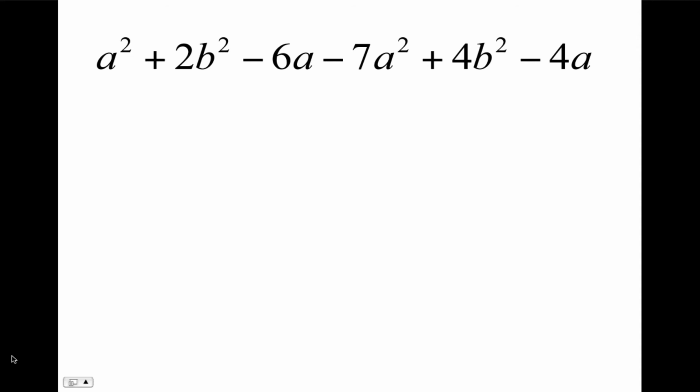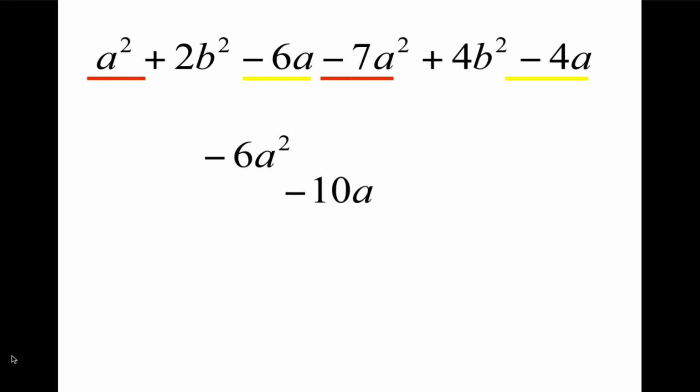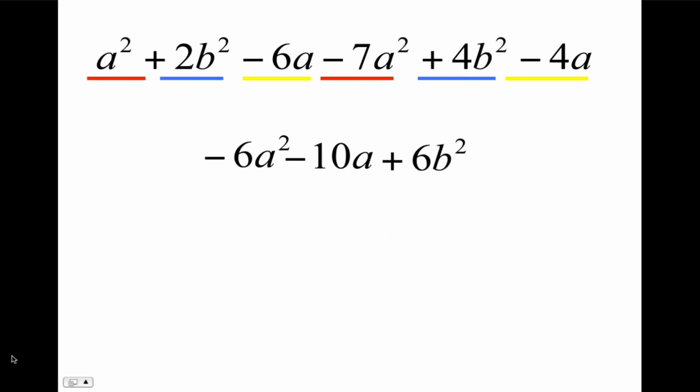Alright, if you've tried this one, now's the time to see the result. So going through here, first we'll start with the 2nd degree a, and we have a squared minus 7a squared, which will give us negative 6a squared. Then the regular a's, so negative 6a minus 4a, that's going to be negative 10a. And then we'll put the b's at the end. So plus 2b squared plus 4b squared equals plus 6b squared.